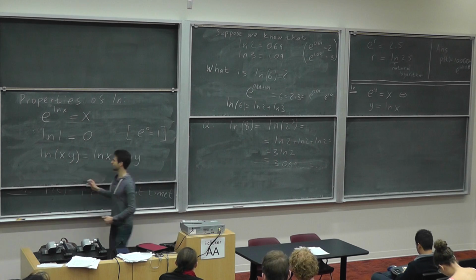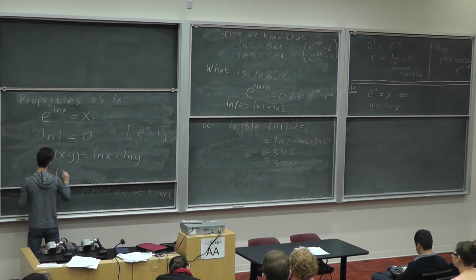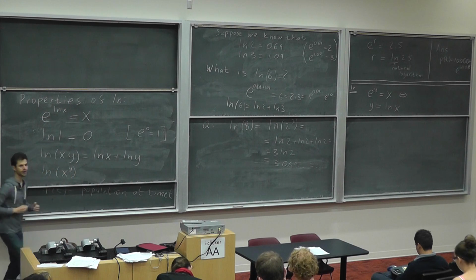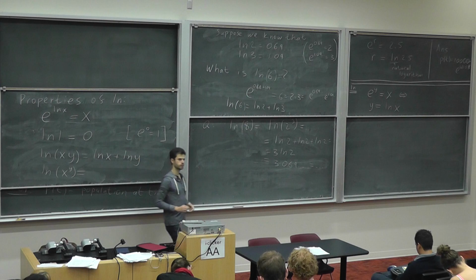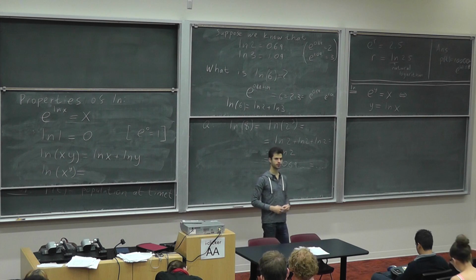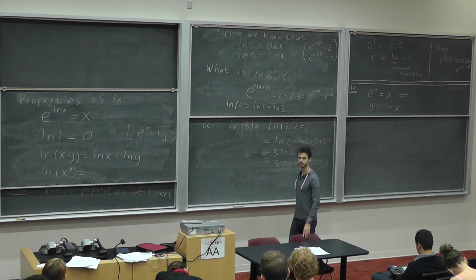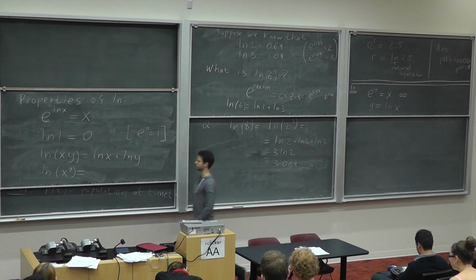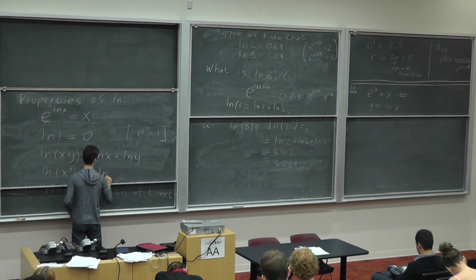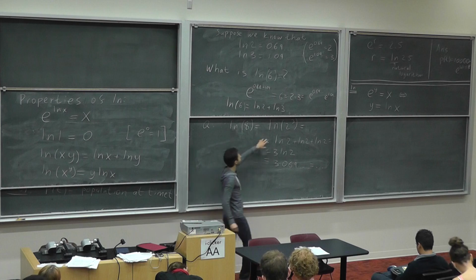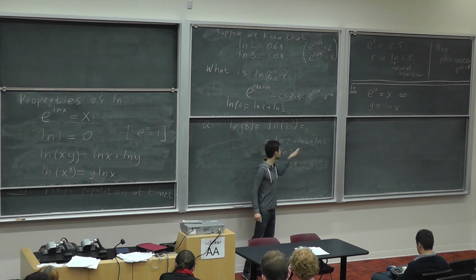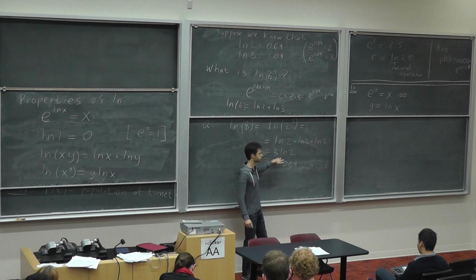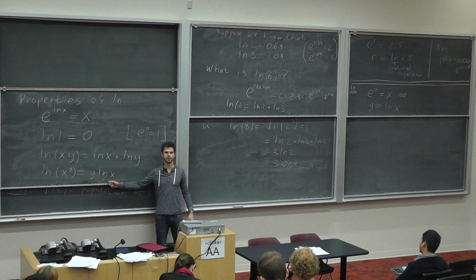Well, the general property. What is ln of x to the power of y? How can I rewrite this? Y times ln of x. Exactly like this here. ln of 2 to the power 3 is just ln of 2 taken 3 times. So it is 3 times ln of 2. Here's the general property.